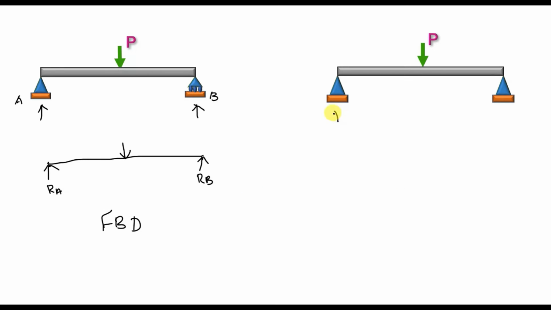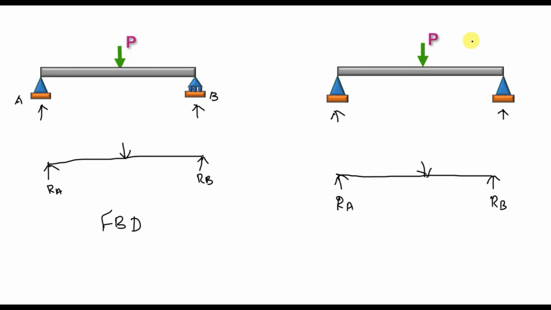So we'll be having one vertical reaction over here and again here one vertical reaction. So let's draw the free body diagram. It looks similar to the previous one. So we'll be having the vertical reactions, and this is the applied force. This is RA and this is RB.